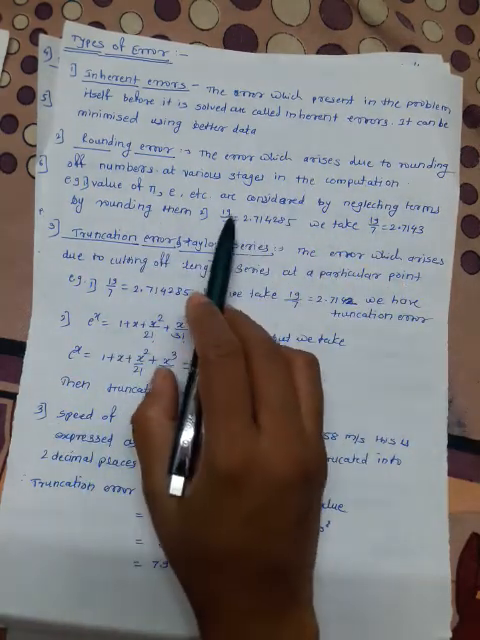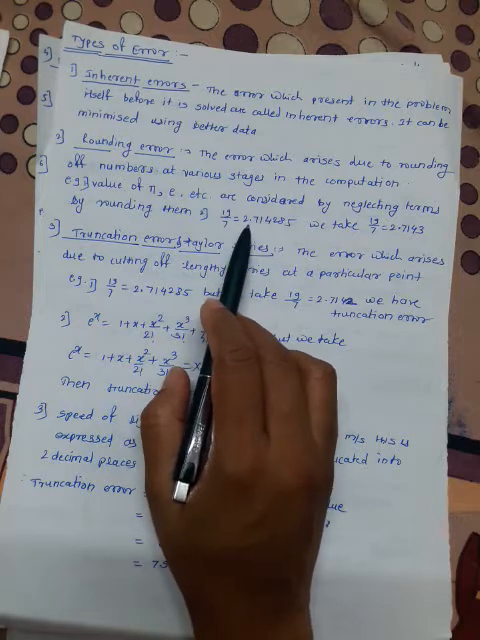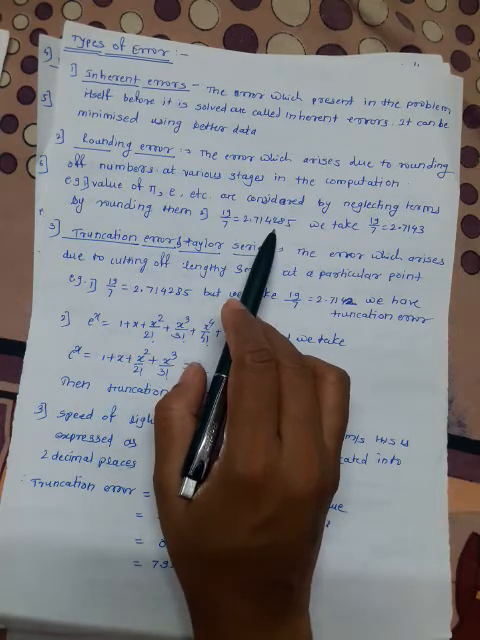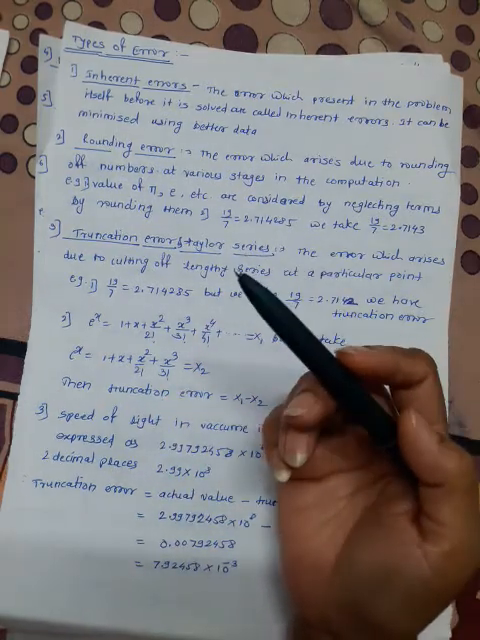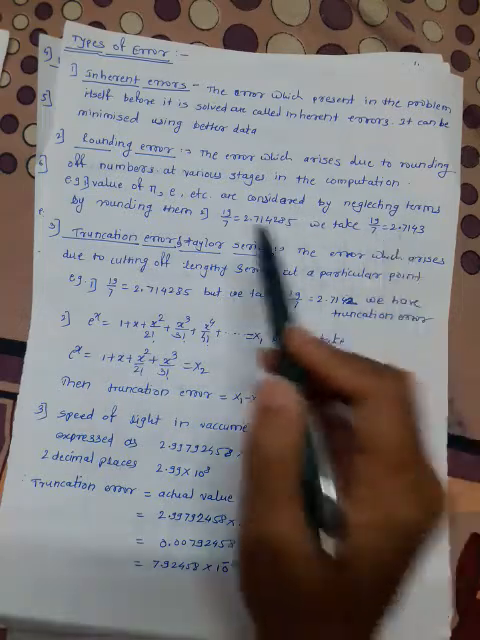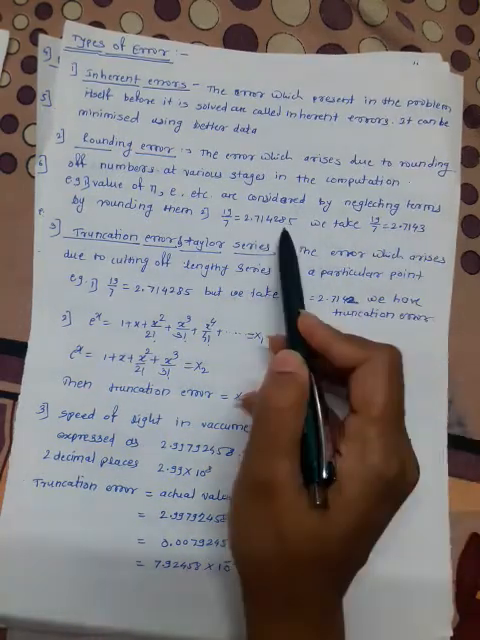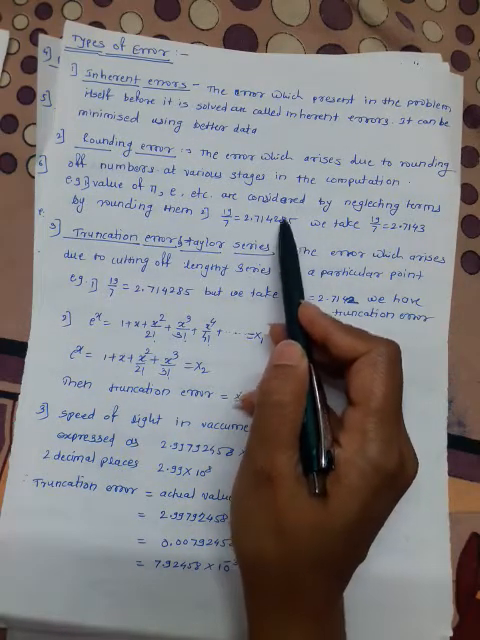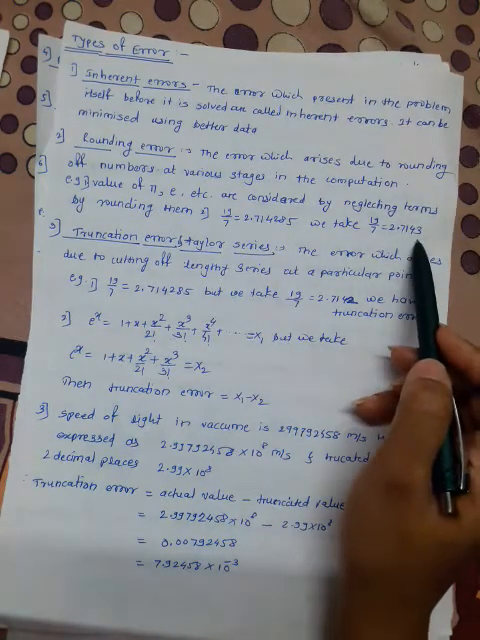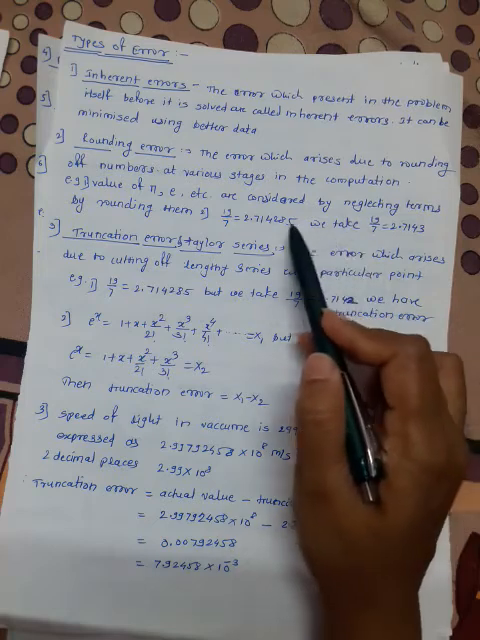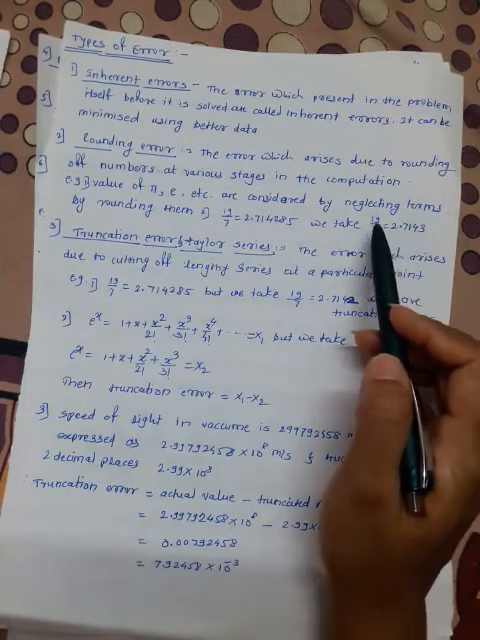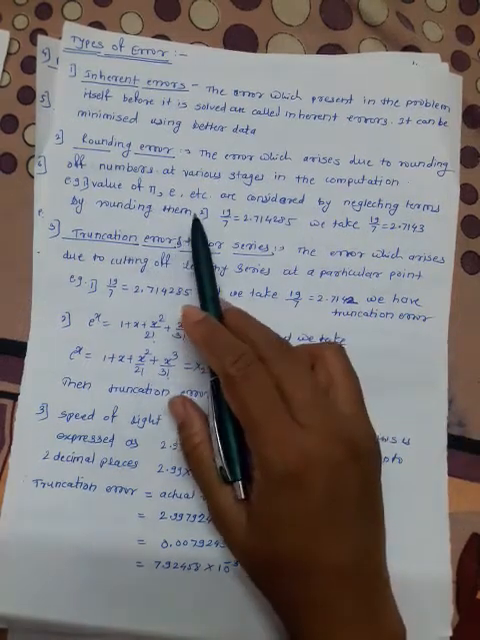For example, suppose 19 upon 7, the exact answer is 2.714285. But in our calculation we take only 4 digits. We do these things, okay. 19 by 7 is 2.714, and by using the fifth number we round off the fourth digit, that is 2.7143, and by neglecting the remaining numbers we get the error. That type of error is nothing but a rounding error.